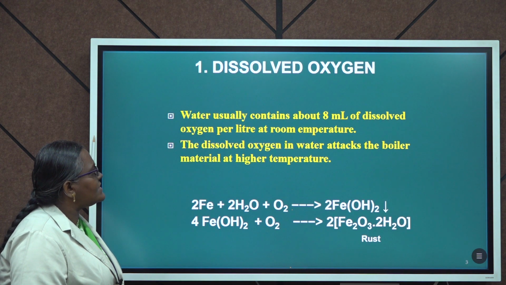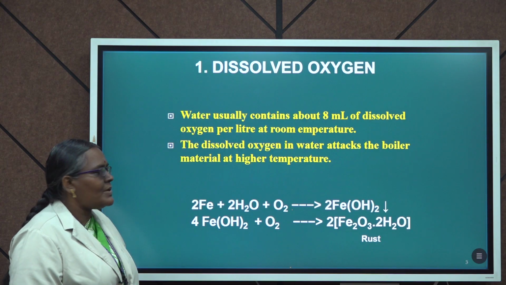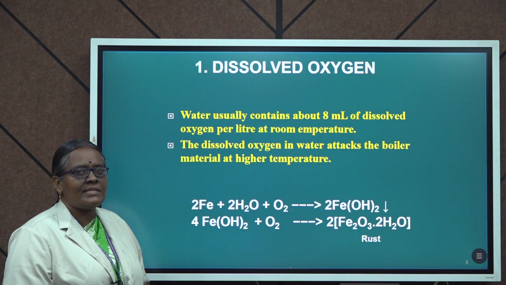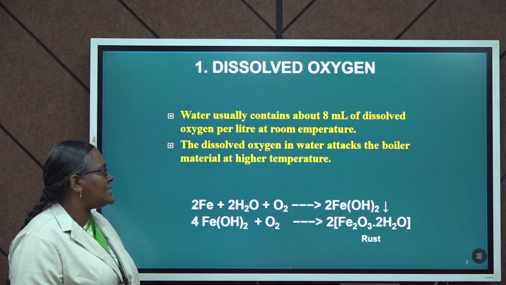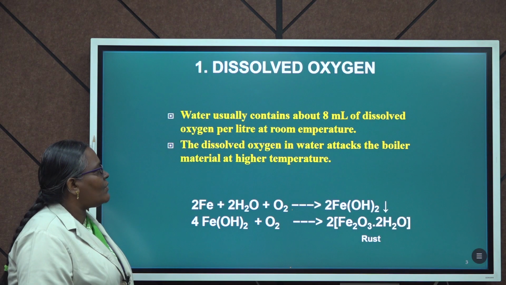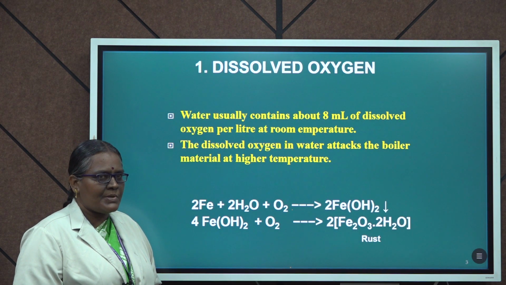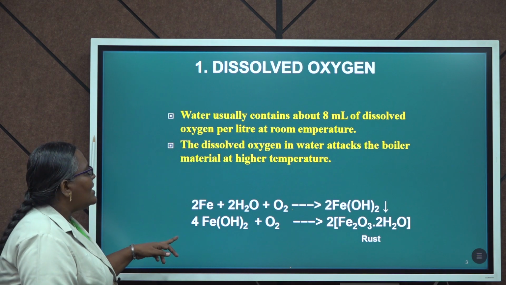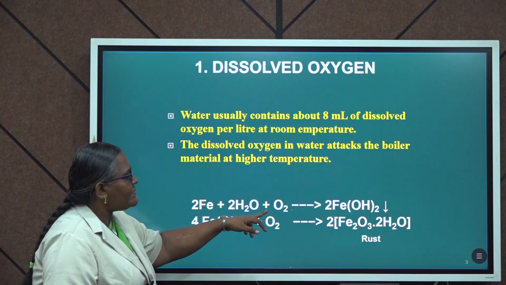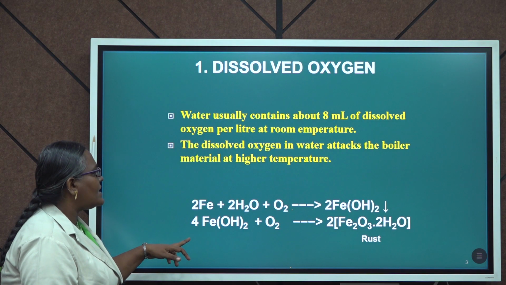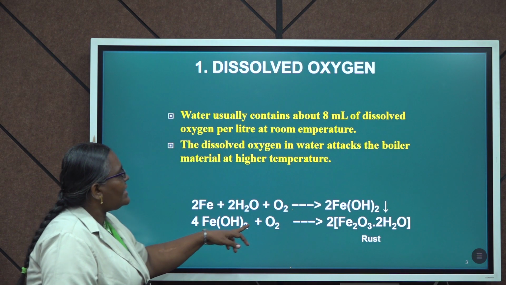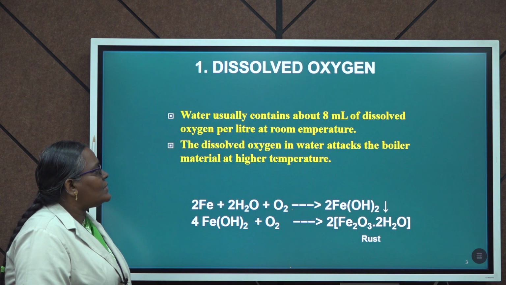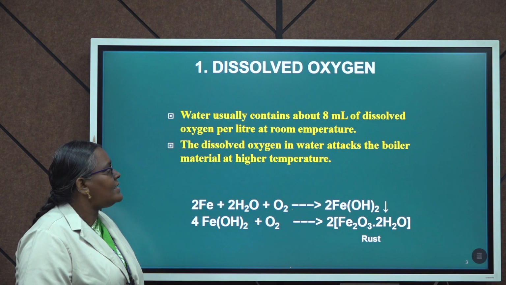First, dissolved oxygen. Water usually contains 8 ml of dissolved oxygen per liter at room temperature. This is what is needed for the fishes to survive in the water. If this dissolved oxygen attacks the boiler material at higher temperature, when water is boiling, iron will react with the oxygen to form ferrous hydroxide. Ultimately, in the presence of excess oxygen, this results in the formation of rust. So, the boiler material gets rusted.